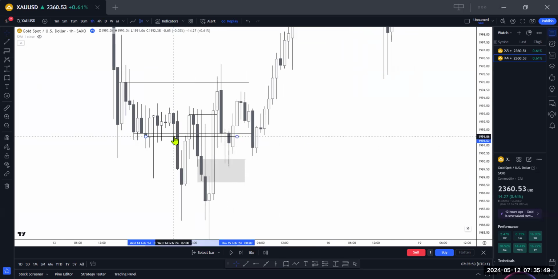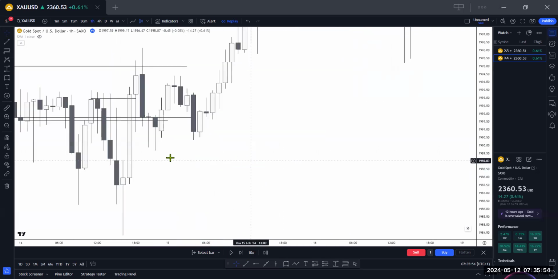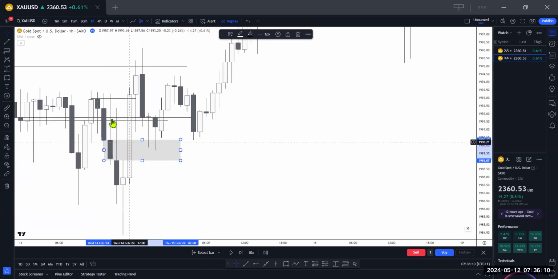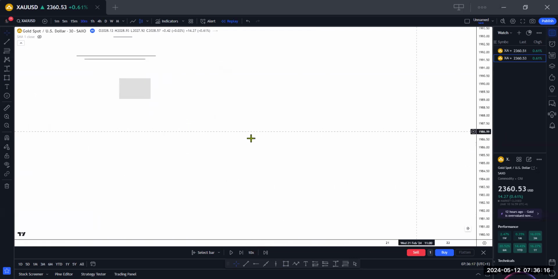So on the H1, let me just explain this. On the H1, we have these hidden gaps that got broken. And smart money traders or algo traders usually call this kind of candle an imbalance. So let's see. We have this candle as a huge wick. We're going to go to M30 to find the second movement within that candle.